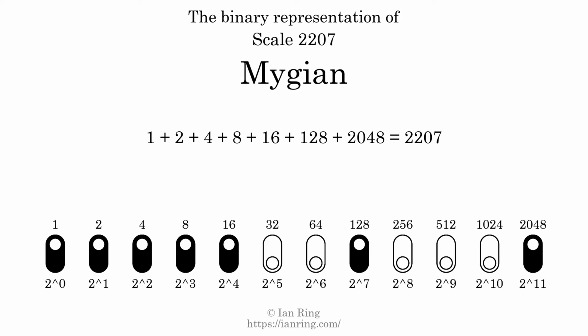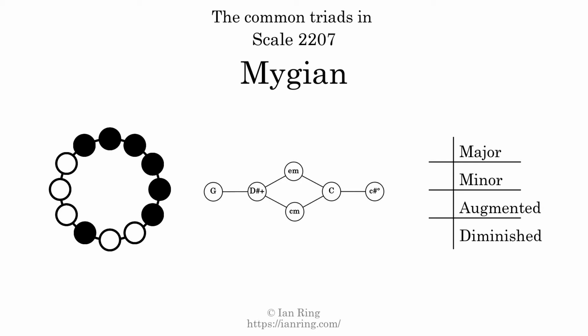The scale number not only enumerates the scale with a unique index, but it also literally describes the tonal content of the scale. Represented as a binary number in base 2, the scale number is 100010011111. Here are the common triads present in this scale.